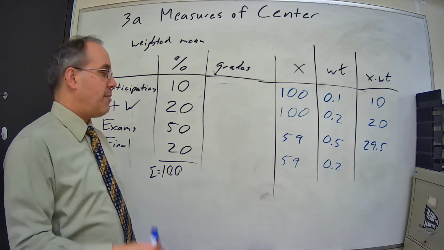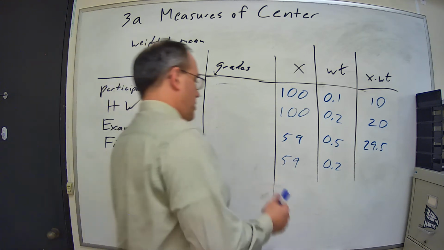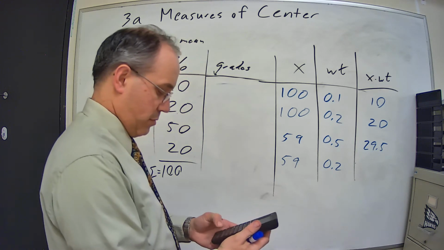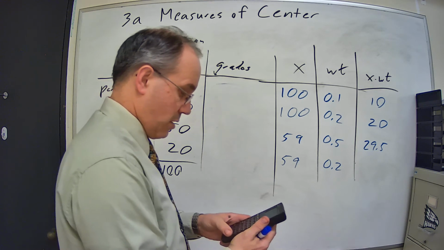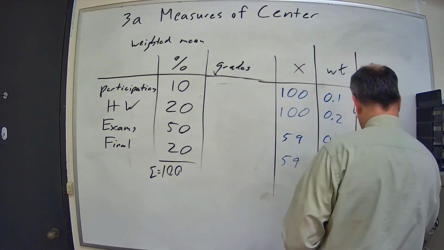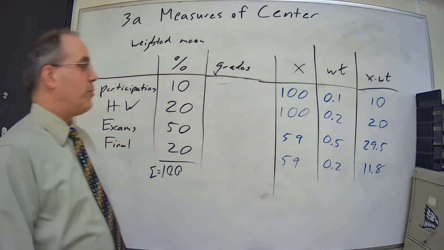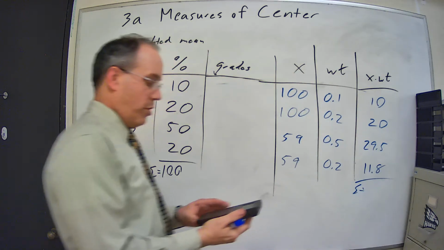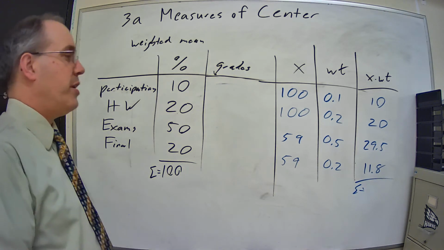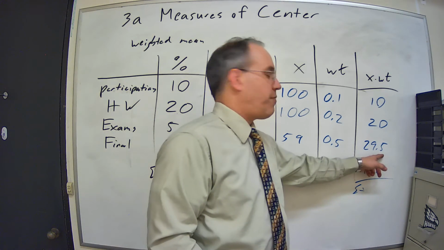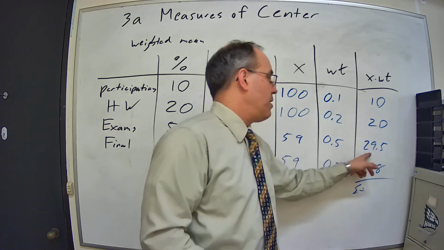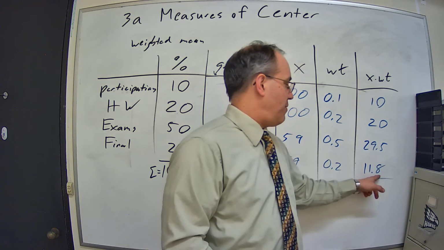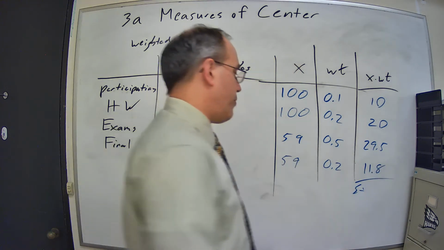And 59 times 0.2 is, sorry, 11.8. So 11.8. And if we add those up, what do we get? 10 plus 20 is 30, plus 29.5 is 59.5, plus 11 is 70.5, plus 0.8, 71.3.